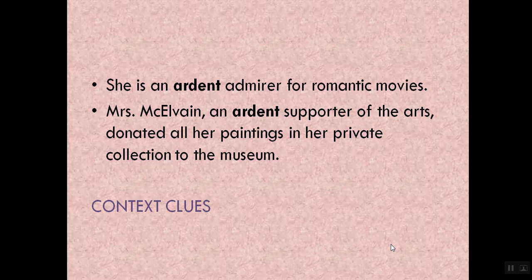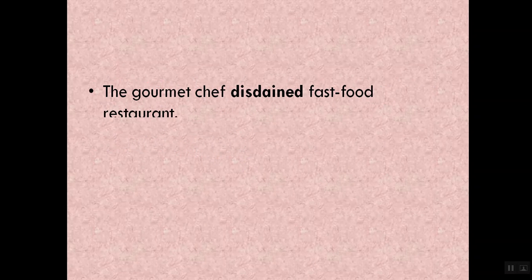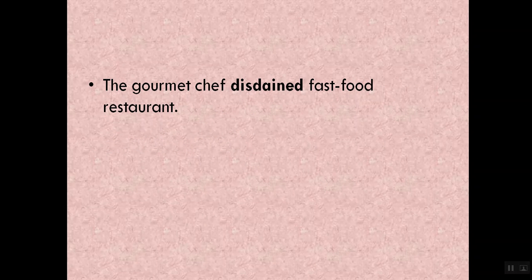Move to the word after. Which team you are an ardent supporter for? Choose your favorite team. Then we have the word disdain. Disdain. Okay, this word actually functions as two parts of speech, a noun and a verb. In the first sentence, it's used as a verb.